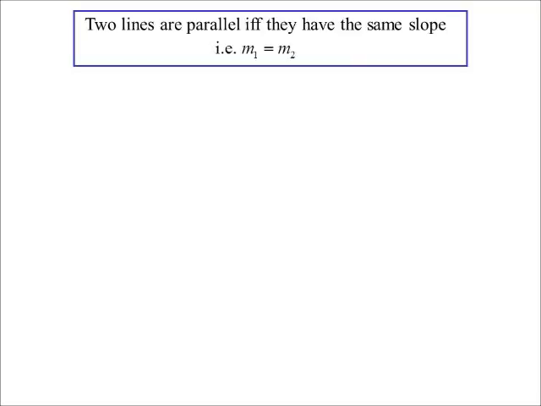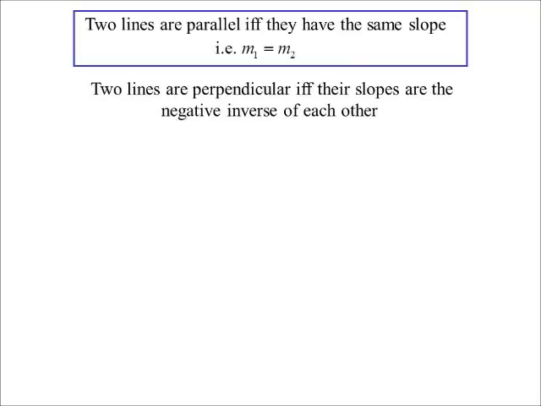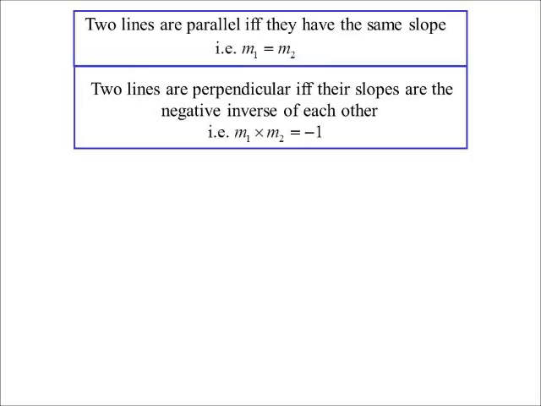I guess what we mainly need to remember, of course, is they have the same slope. So slope 1 would equal slope 2. And perpendicular if they are the negative inverse of each other. Or, I guess a more mathematical way of saying that is if you multiply the two slopes together, you get -1. Then the lines will be perpendicular.